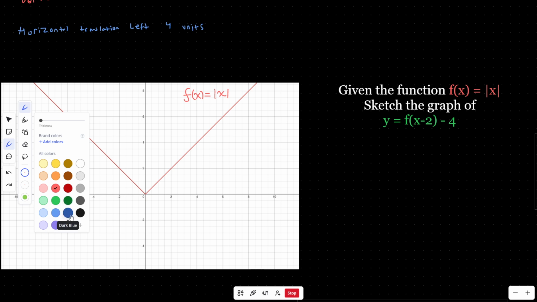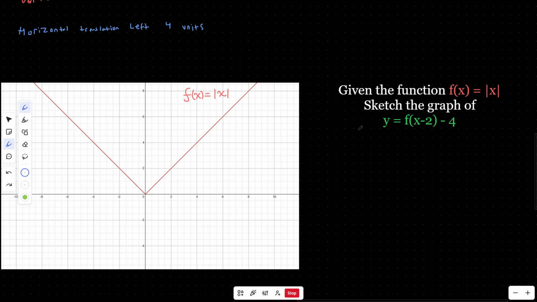So let me use a different color here, say blue. So in this thing I'm noticing here is we're going right 2 units because I immediately see this thing right here. That means right 2. And for this one outside here, since it's outside all the brackets, that means we're going down 4 because we have a subtraction sign here, right? So we can say down 4.